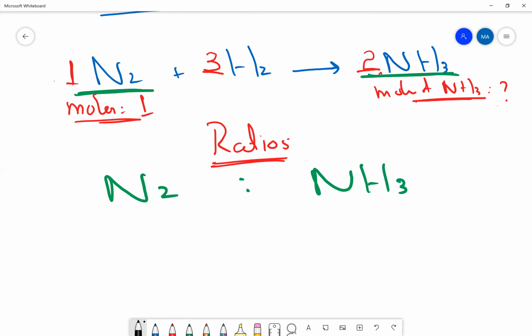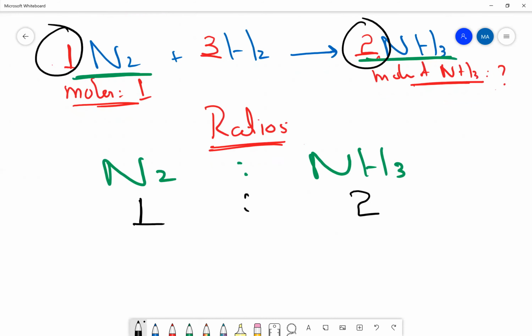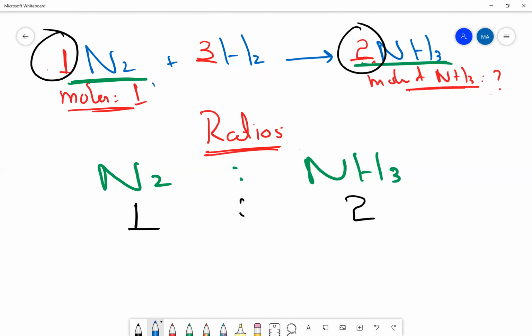Then write down the data that's given. Look at this. 1 mole of N2 and 2 of NH3. The numbers, the coefficients that balance a chemical equation are basically the moles, the theoretical moles. So 1 and 2. Have you written everything? What else? The question also tells you that there's 1 mole of N2 here. So we're going to write 1 here. And they're asking you to find moles of NH3 based on this 1 mole. So let's assume it X.